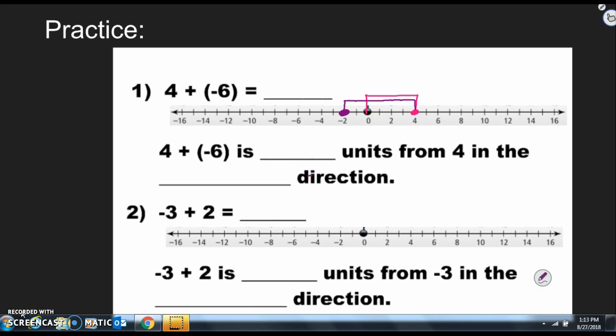So 4 plus negative 6 equals negative 2. As you can see, we start at 4 and then we move 6 units. Since the 6 is a negative number, that means that we're moving in the negative direction. Try number 2 in your notes on your own.